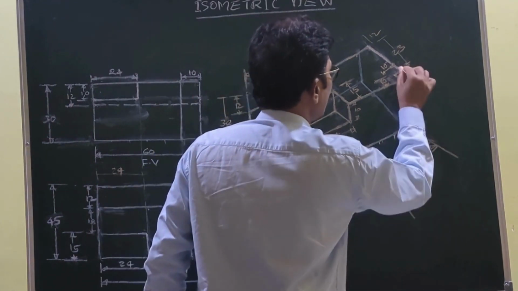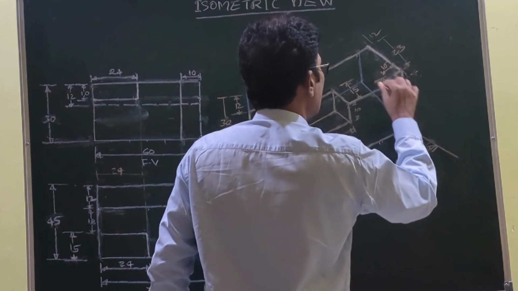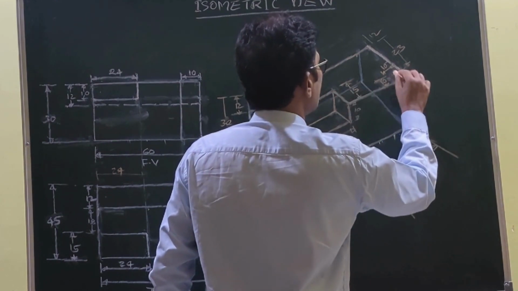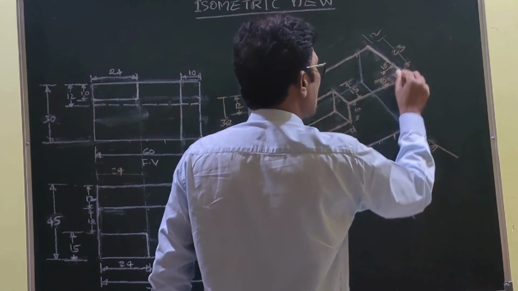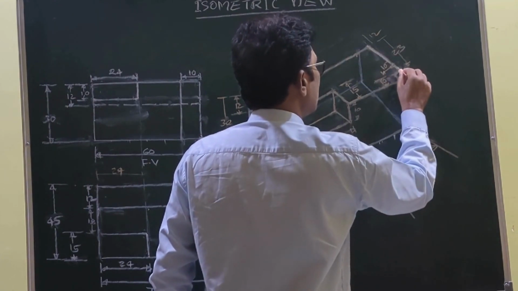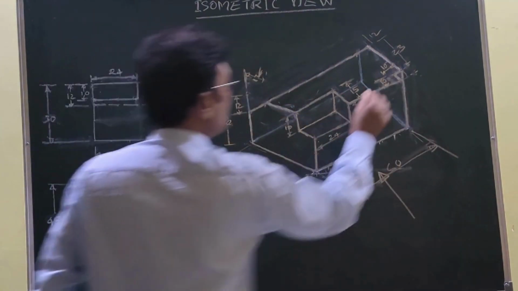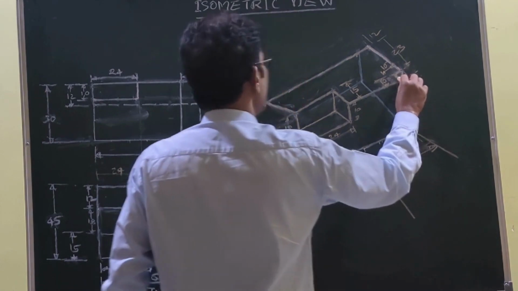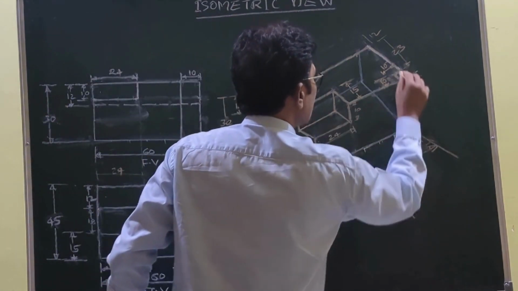So therefore, obviously, this horizontal line 10 and this line 10 are parallel to each other. This line is parallel to this one, and this line is parallel to this one. This is the length part 10, this is the width part 10, and the depth is 30.